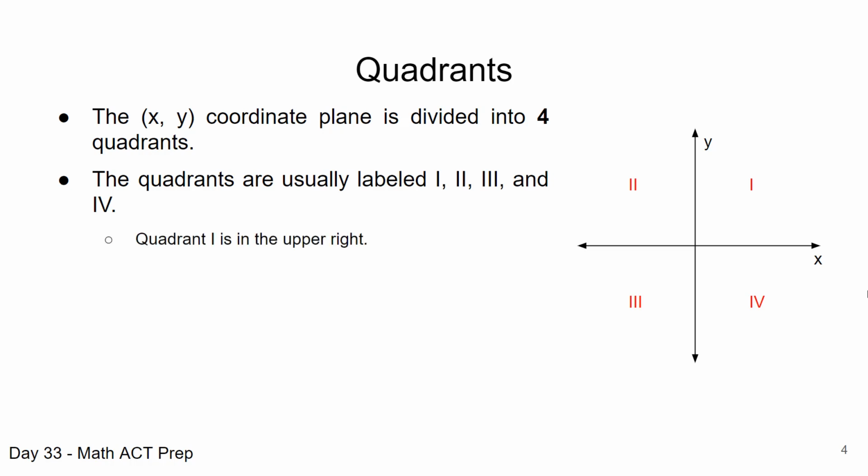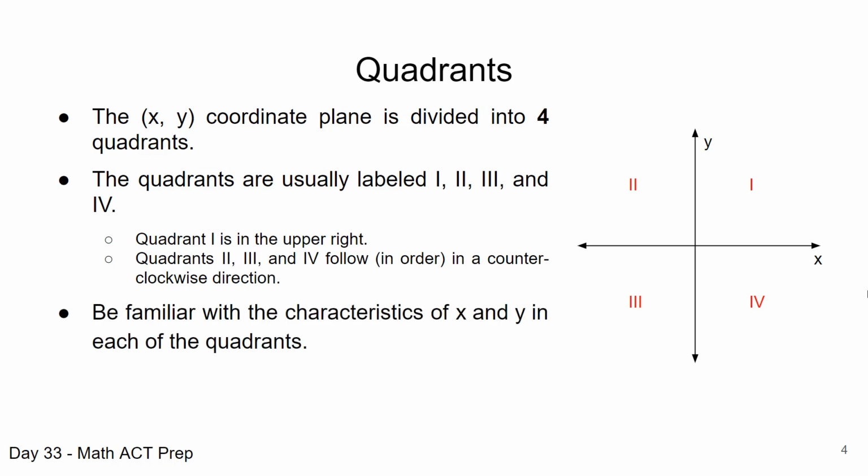And the standard is to begin with quadrant 1 in the upper right-hand corner, and then we go around in order in a counterclockwise direction with 2, 3, and 4 following. When we're talking about quadrants, what we want to be aware of on the ACT is the characteristics of X and Y in each of these quadrants.